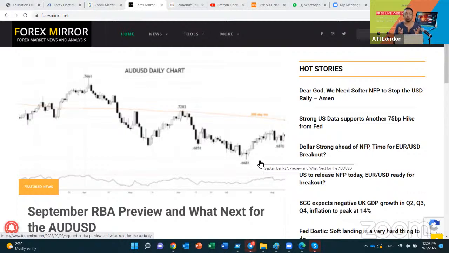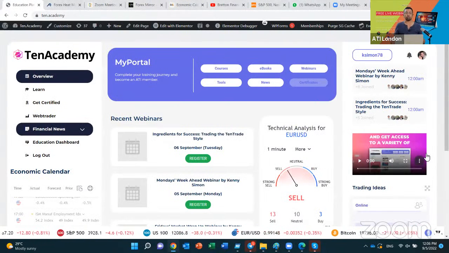So today is an extra session titled Ingredients to Success Trading the TenTrade Style. I would like to go over the tools that are available on the platform itself, the TenTrade Academy, or the 10 Academies platform or dashboard. Here we have many tools that would be helping you, guiding you in combining technical and fundamental analysis.